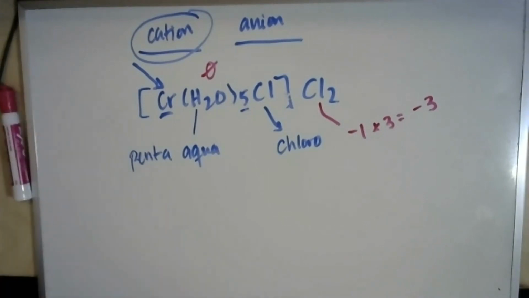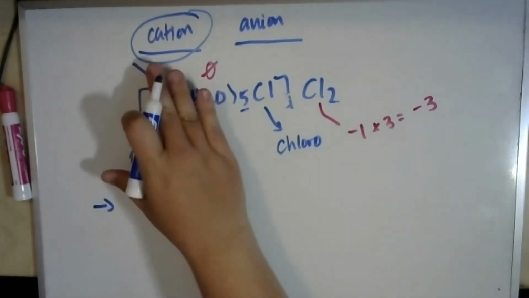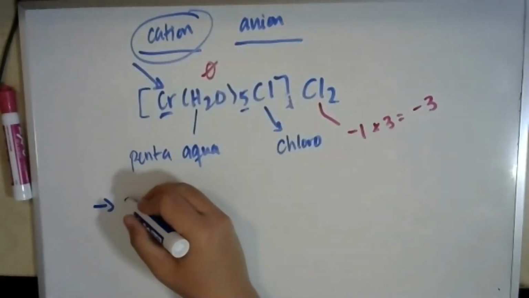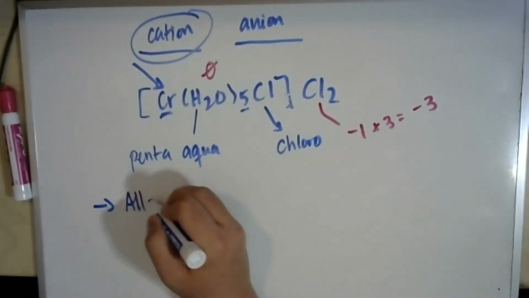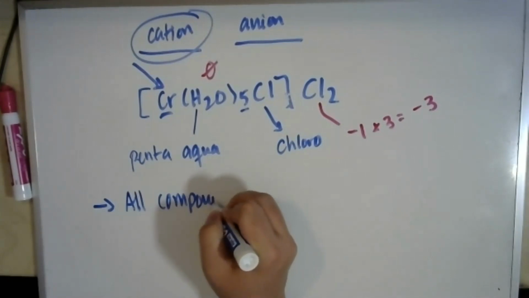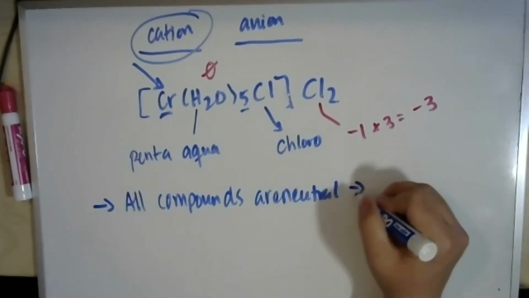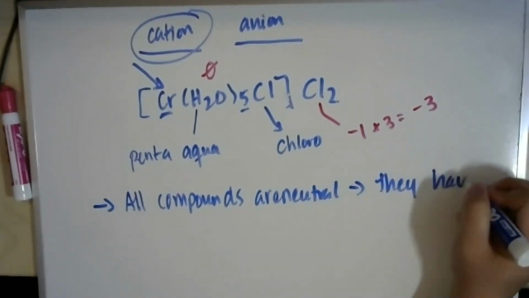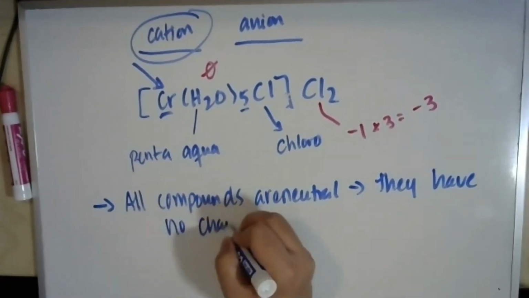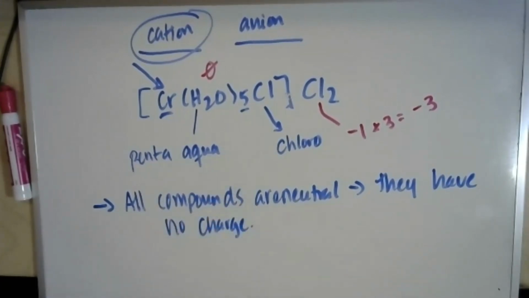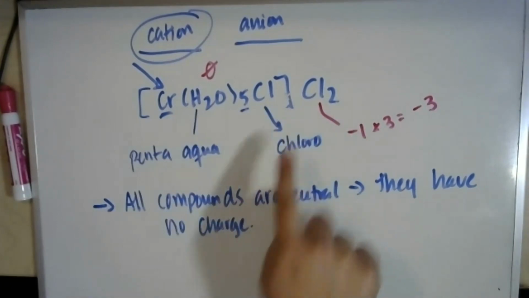So the other thing that we have to be aware of, and it's worth mentioning because I did have a question about this, when we're looking at a coordination compound, meaning that there's a cation and an anion present, all compounds are neutral. Okay, so they have no charge on them. That means that when we add up the charges of everything in this compound, it should add to 0.